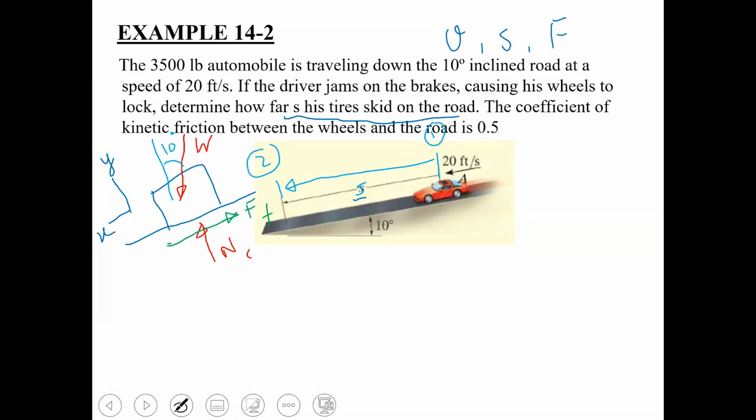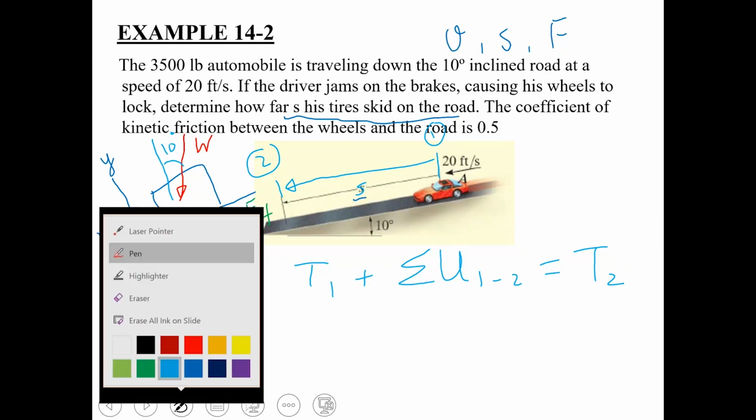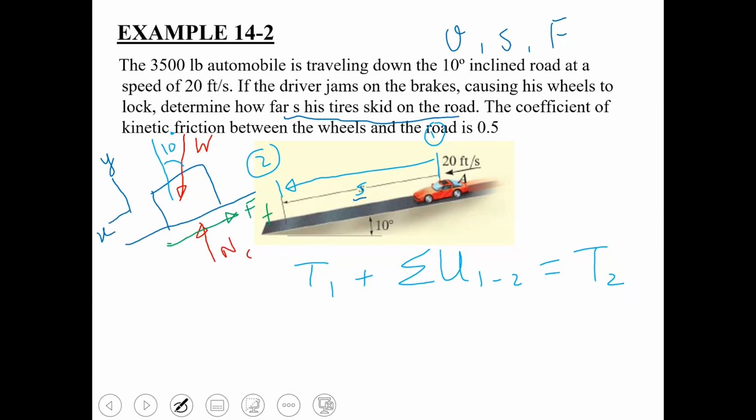So applying the principle of work and energy, it says that the initial kinetic energy of the car plus work done by all the forces which are acting on the car between position 1 and position 2 should be equal to the final kinetic energy of the car. So this is the principle of work and energy. We are going to evaluate each and every term one by one. First of all, starting with the initial kinetic energy.